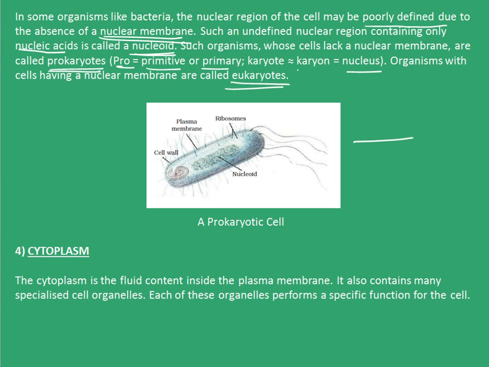The figure shown here shows a typical prokaryotic cell. It has a cell wall, a plasma membrane, some ribosomes, and a nucleoid in place of a nucleus. The other main component of a cell is the cytoplasm. The cytoplasm is the fluid content inside the plasma membrane. It also contains many specialized cell organelles. Each of these organelles performs a specific function for the cell.